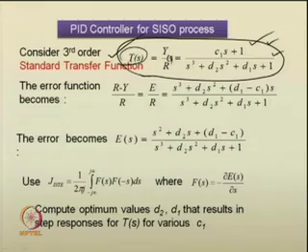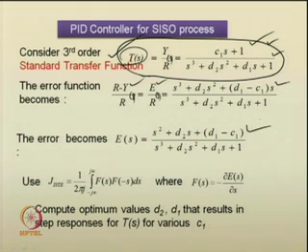Then the error function can be obtained as (R - Y)/R, which is the same as E(s)/R(s) = (s^3 + d2 s^2 + (d1 - C1) s)/(s^3 + d2 s^2 + d1 s + 1). Then the error function we obtain in that form.